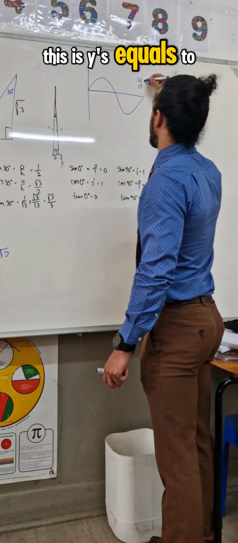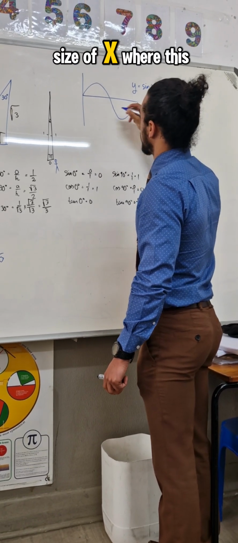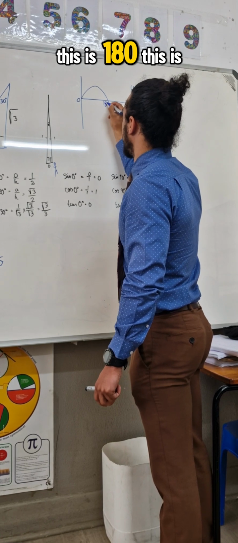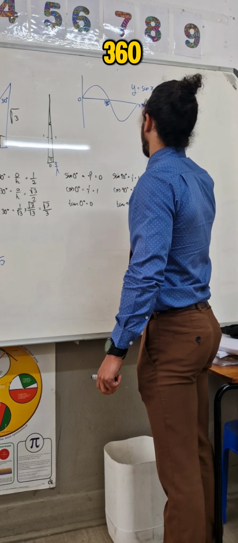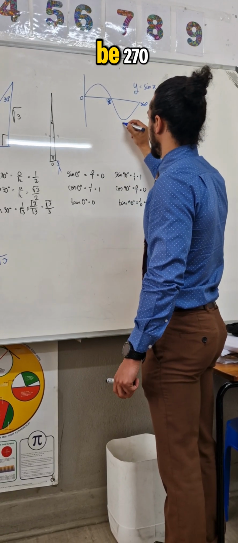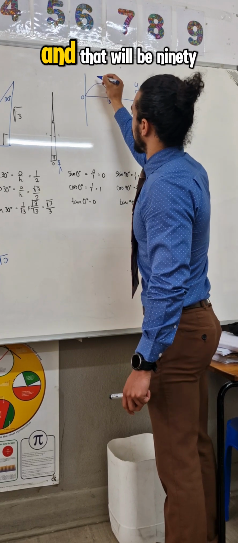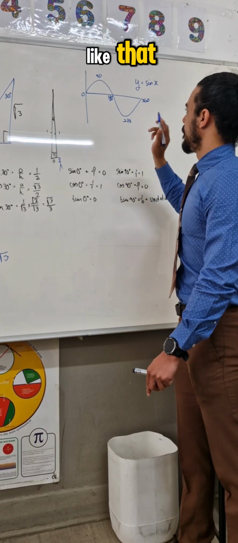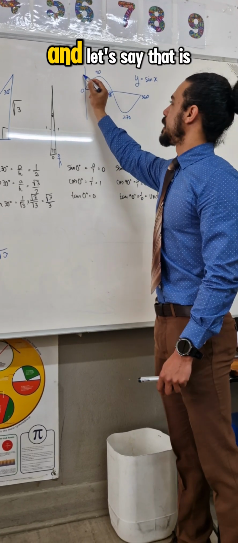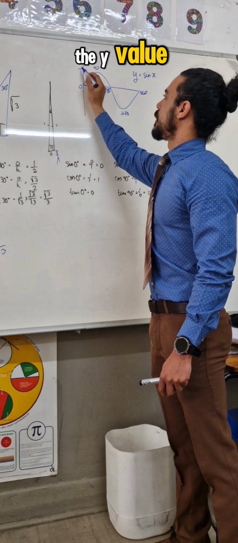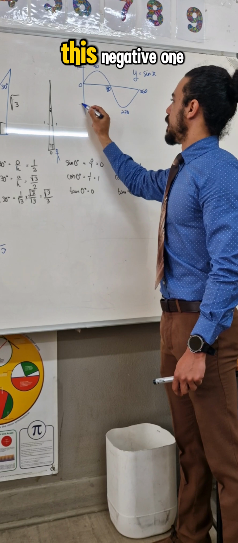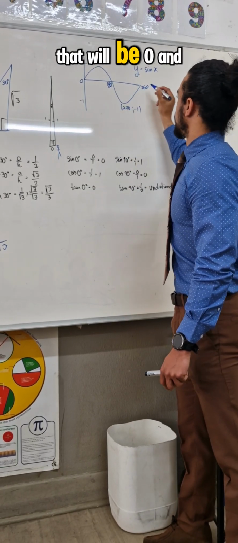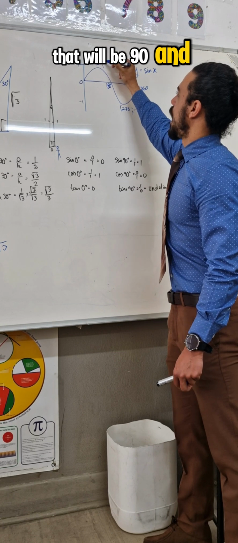So this is y equals sine of x, where this is 0, this is 180, this is 360, so half of that will be 270, and that will be 90. You're supposed to know that it is the sine graph like that. And then if I put in my y values, and let's say that is the y value there is 1, and that makes this negative 1. So 270 will be negative 1, that will be 0, and that will be 90 and 1.